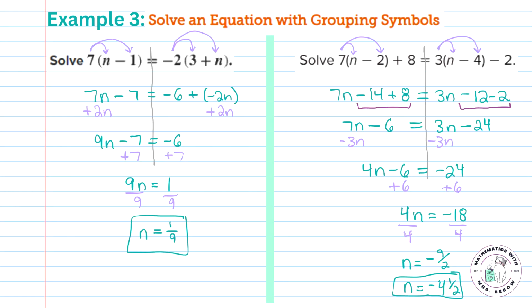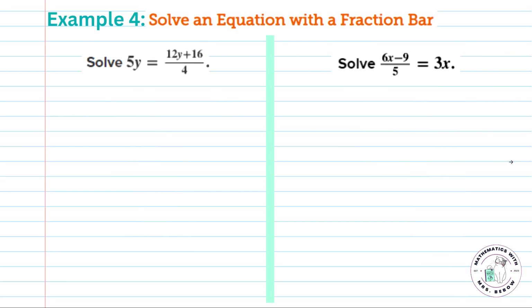Grouping symbols just means we're going to have to do distributive property. And then in some cases, we might have to combine like terms like we did on this example here. But after you've done that, then it just goes back to what we did in the previous video. All right, we're going to take a look now at some examples that have that fraction bar going on.